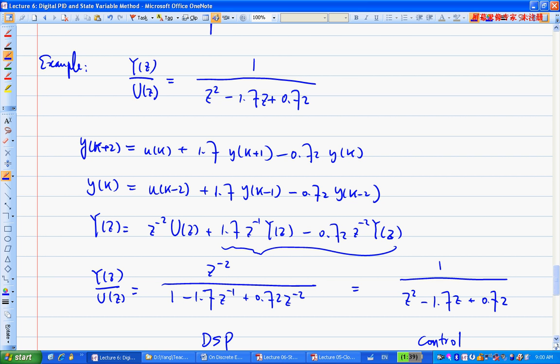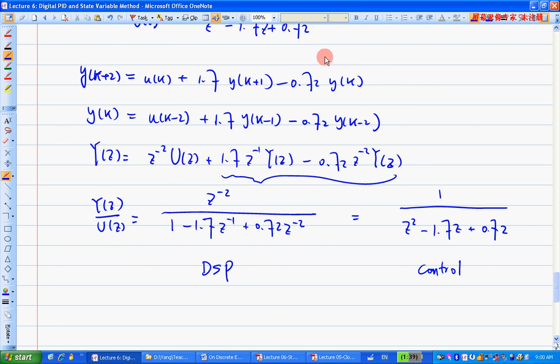Same concept as the continuous system. When you obtain a transfer function from a differential equation, you have to assume all initial conditions to be 0 to obtain the Z function. A lot of people fail one of the last questions.